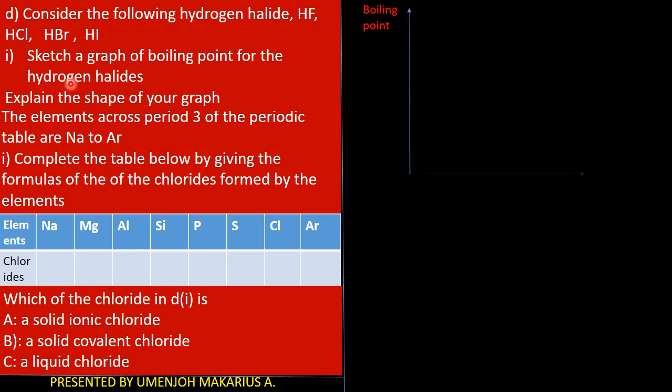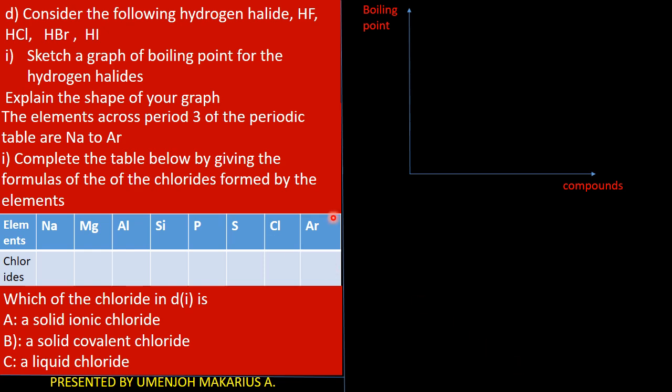Then we draw the horizontal axis and give it the name: the compounds. Good. Now we start plotting, guys. Keep in mind that hydrogen fluoride is going to have the greatest boiling point. Why? Because it has hydrogen bonds present, which give it a higher boiling point. It's simply due to the intermolecular hydrogen bond present in hydrogen fluoride, which is absent in all the other halides. It is present just in this one, so it is going to have a higher boiling point as compared to all the others. Good.